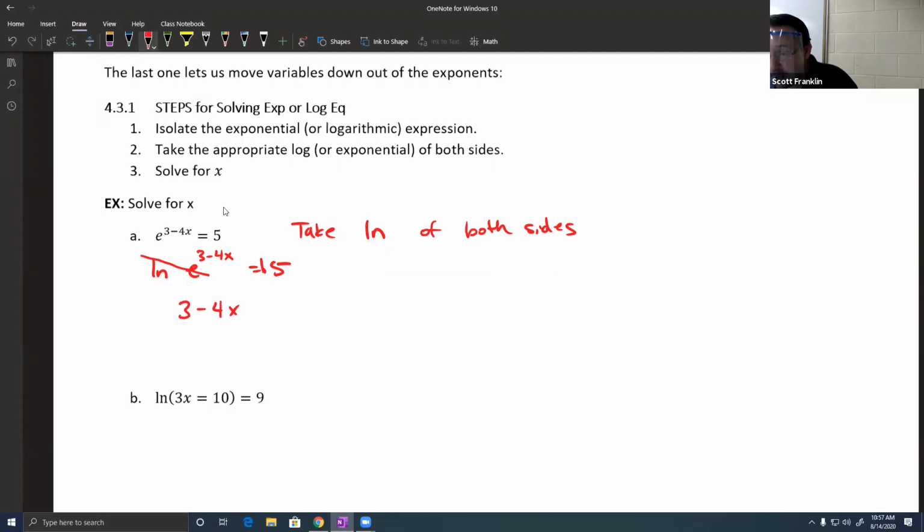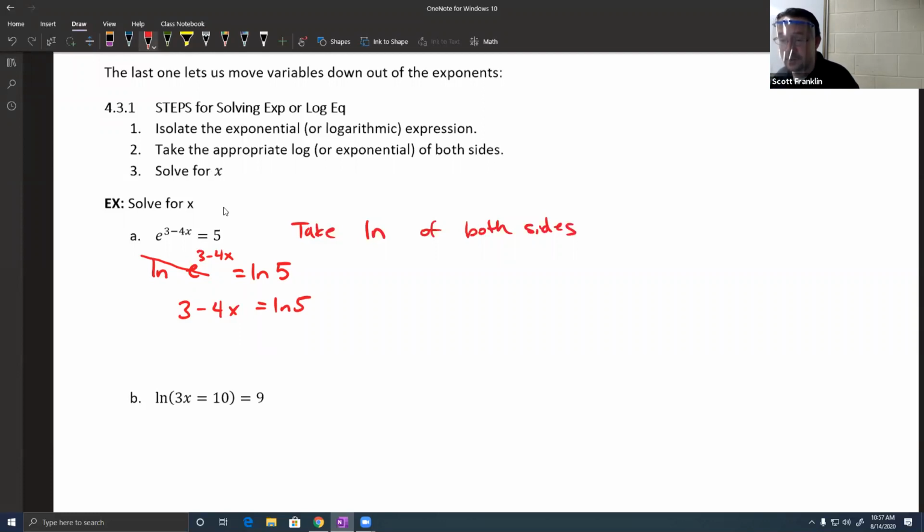And this should have a log right here. Sorry, I said both sides. You've got to do both sides. Log of the 5. Don't forget to write that. That's not an H, it's bad handwriting. Try that again. Equals natural log of 5. That's a number you can get out of your calculator.